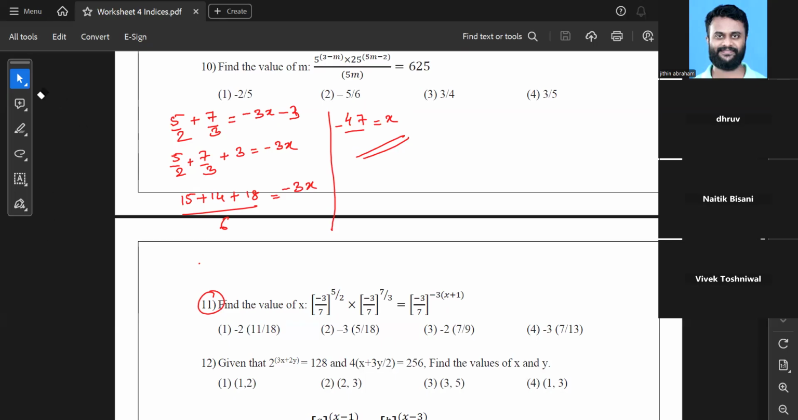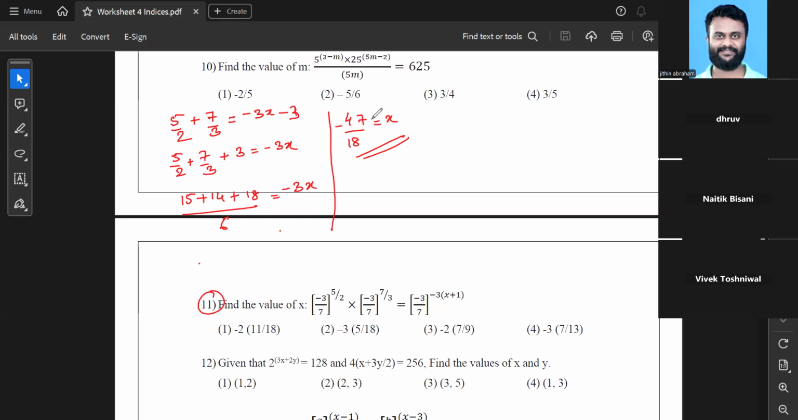I'll tell you. 3 को इस तरफ multiply किया, 6 and 3 multiplies to give you 18. And how did I get 47? 15 plus 14 is 29. 29 plus 18 is 47. And this minus sign comes to the other side, it becomes minus 47. Okay, sir.